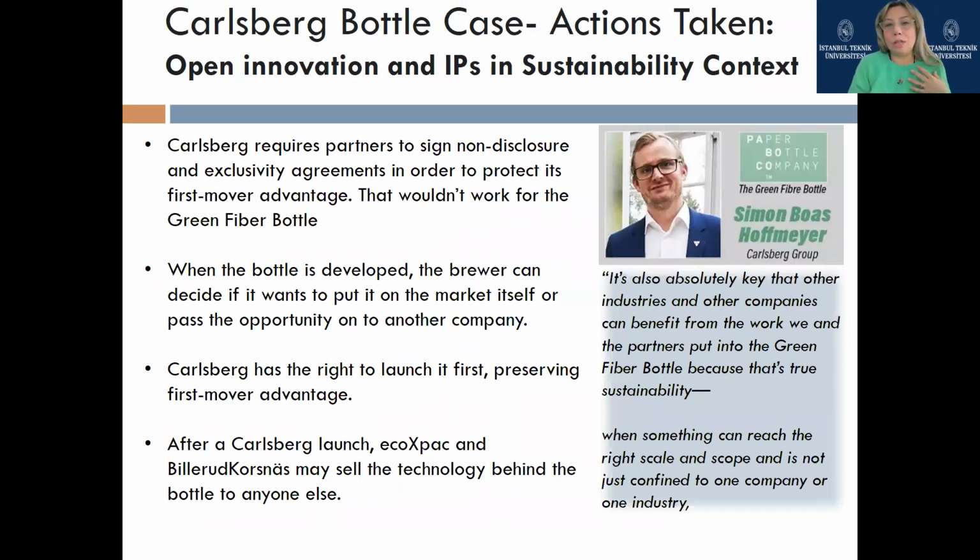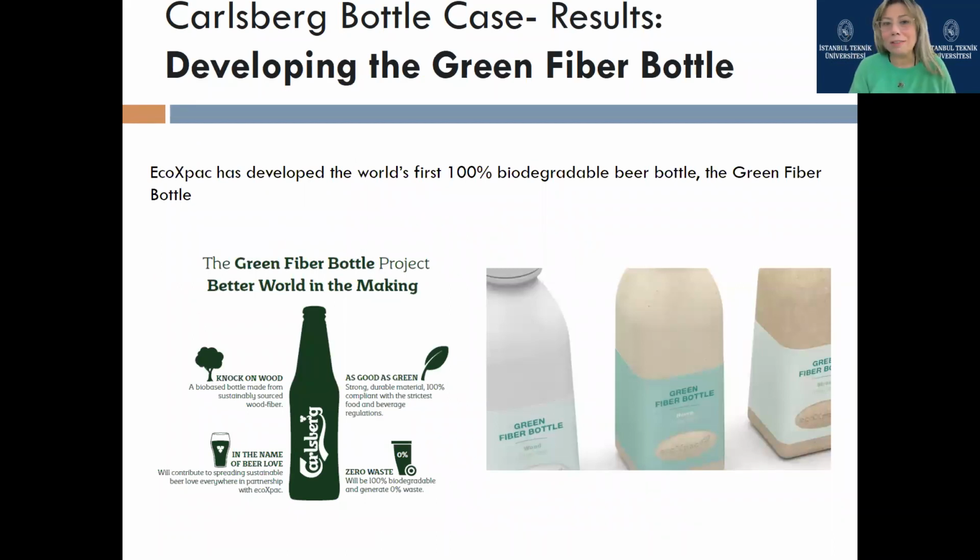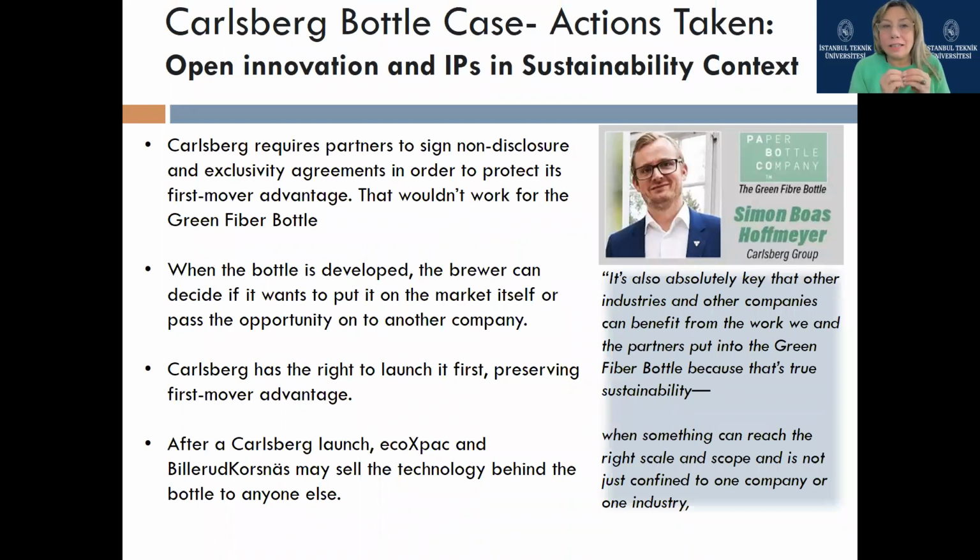So how does Carlsberg manage these things? In this sustainable bottle case, which is a 100% biodegradable bottle by the way, they sign a non-disclosure agreement with their partners, and they sign exclusive agreements to protect their first mover advantage. Why? Because they are the financer of this innovation. The other partners are not allowed to move before Carlsberg in the market. For example, Eco Xpack cannot sell this bottle patent to someone else before Carlsberg takes the competitive advantage. Carlsberg decides whether to put it on the market or pass the opportunity to another company. We call it the launch-it-first right, preserving their first mover advantage.